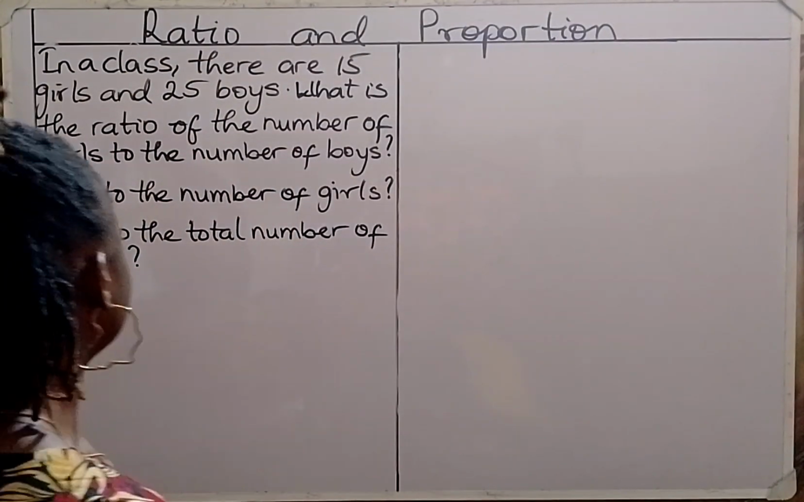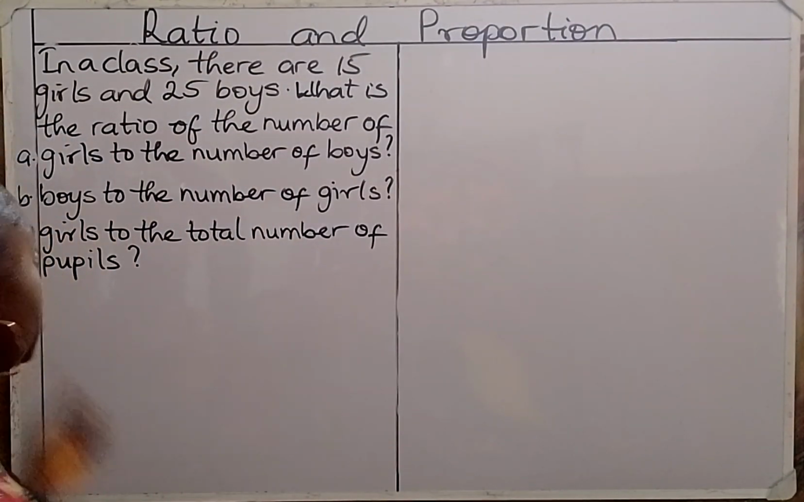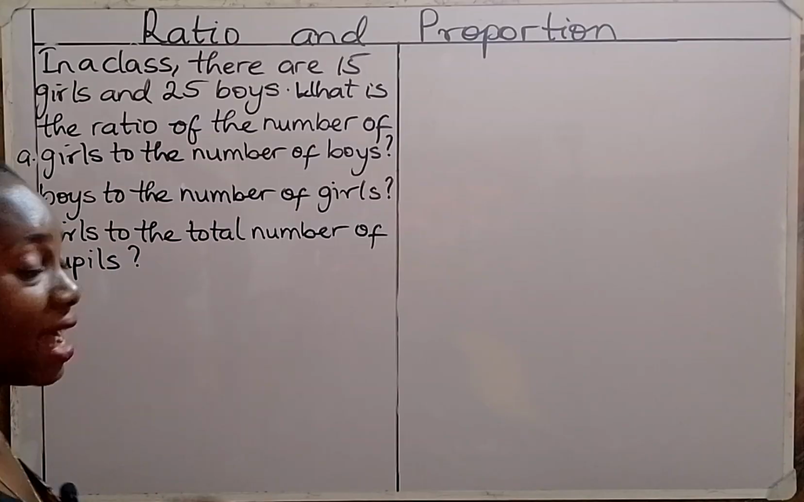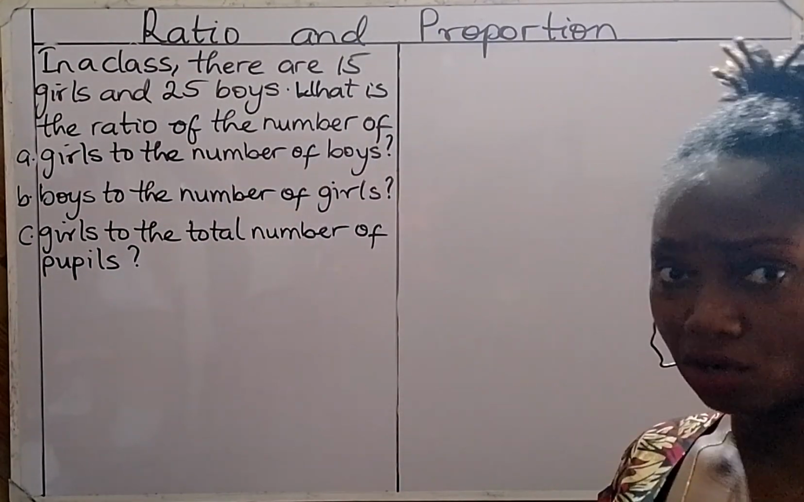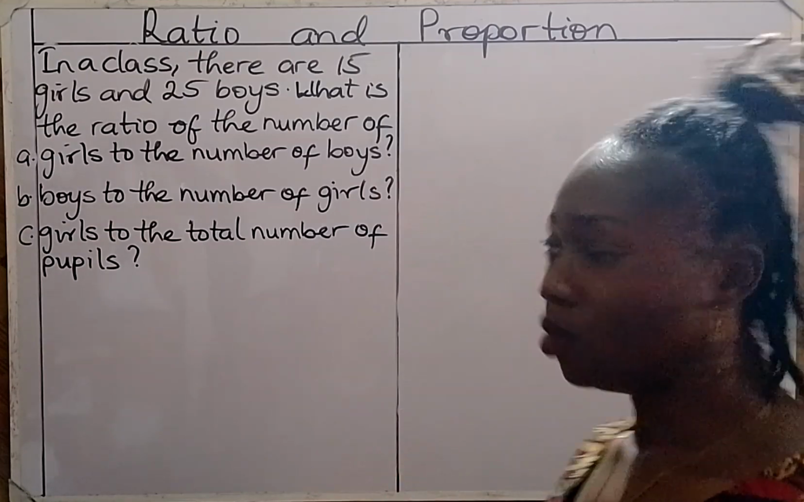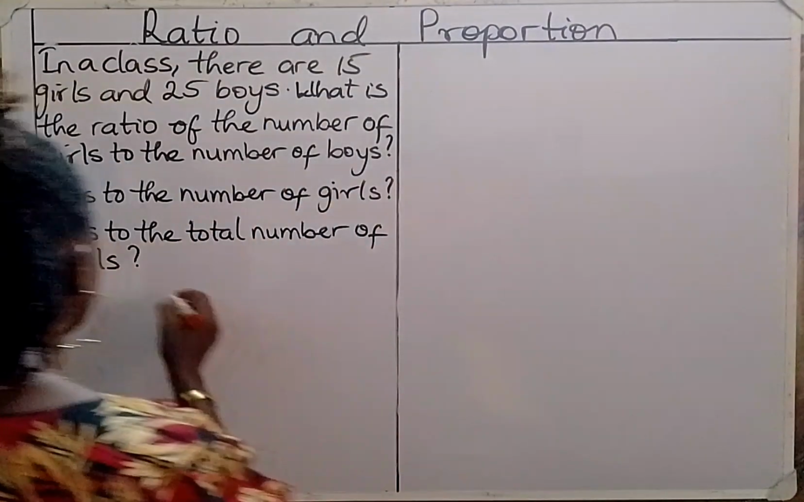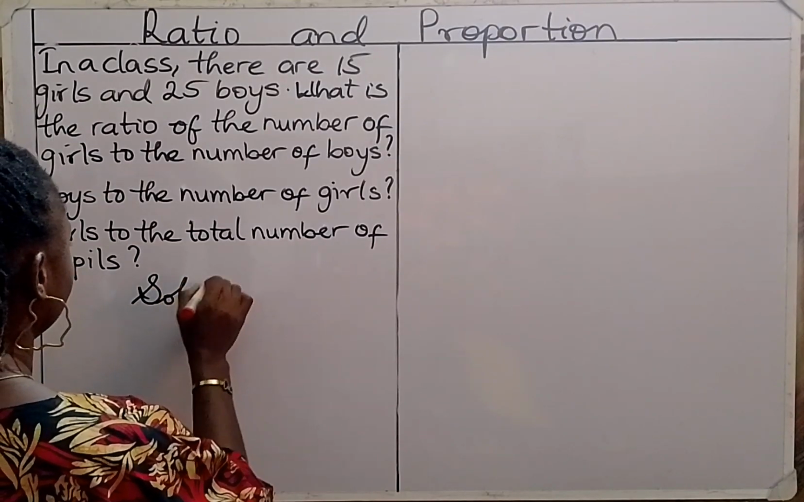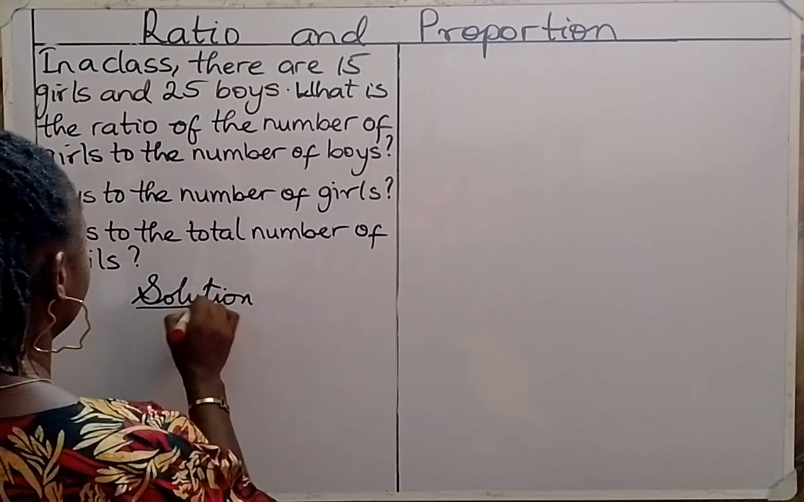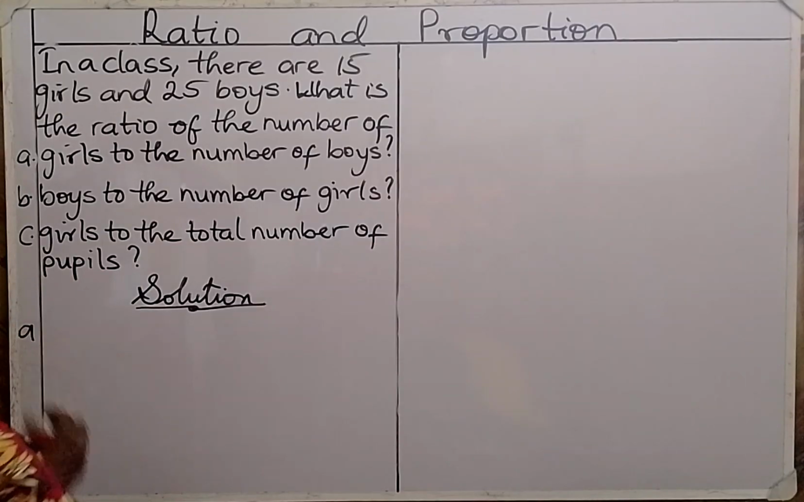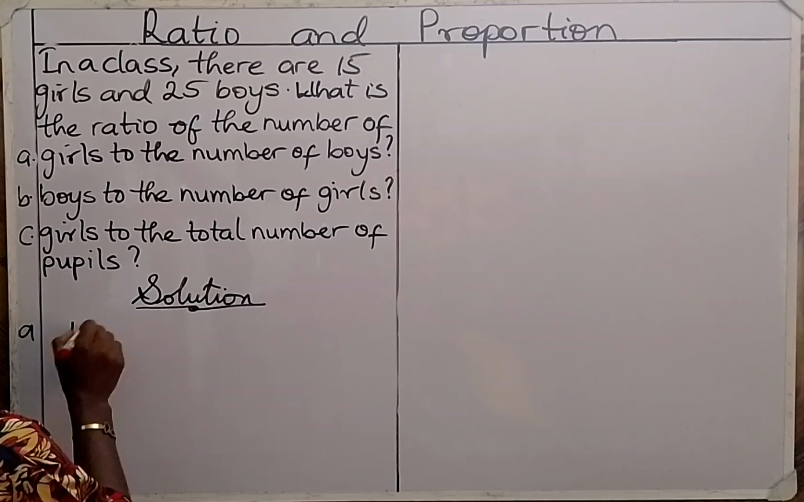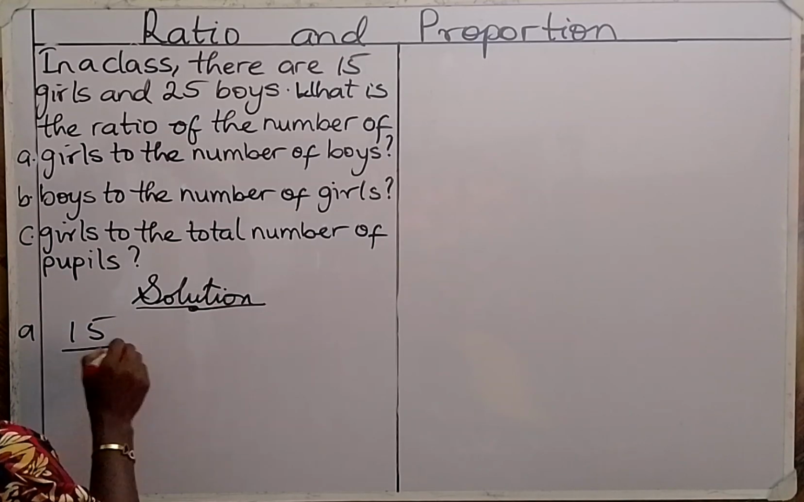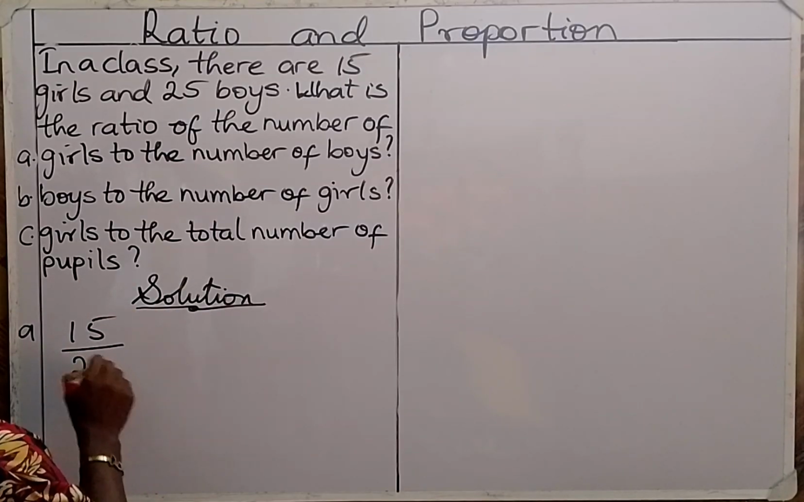Alright, so we have a question that says in a class there are 15 girls and 25 boys. Now the first question here is, what is the ratio of the number of girls to the number of boys? Alright, solution. How many girls were we told that we have? 15 girls, right? So we have 15 girls and the number of boys 25.